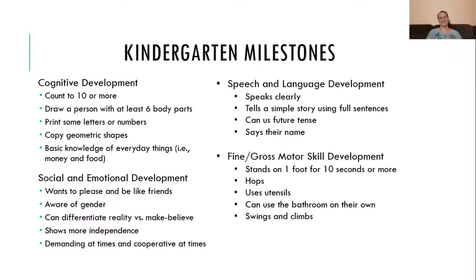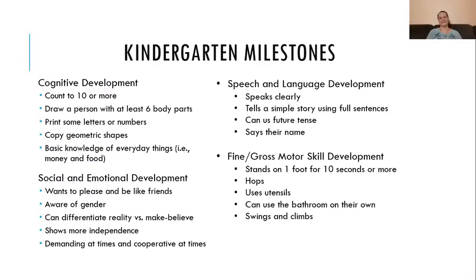So knowing that money buys things, things like that. In terms of social and emotional development, kindergartners typically want to please others and want to make friends. They are aware of gender, so they're aware that they are male, they are female, and they can differentiate reality, and they start to show more independence when they hit kindergarten.